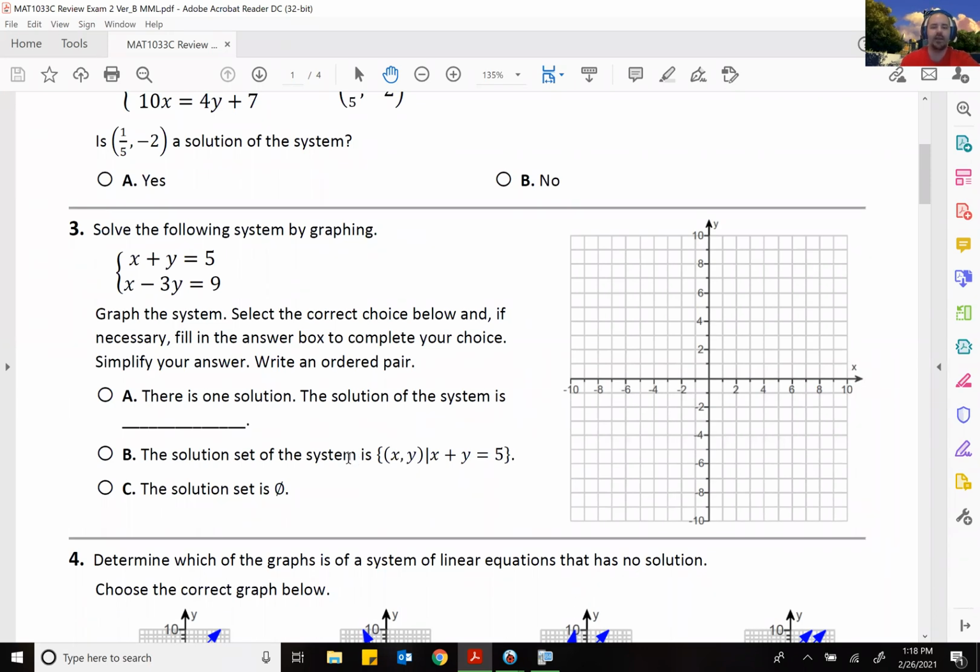And then the other one is if you graph them and they look parallel, then that's a no solution because they'll never hit each other. So these were the 3 possible answers we could have. One solution where they intersect, infinite solutions because they lay on top of each other, or no solution because they're parallel. So let's graph this and talk through how that's going to work.